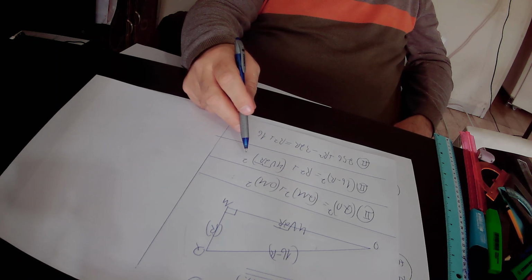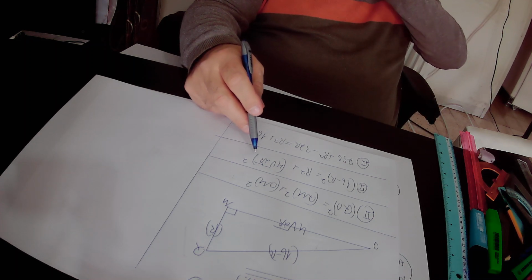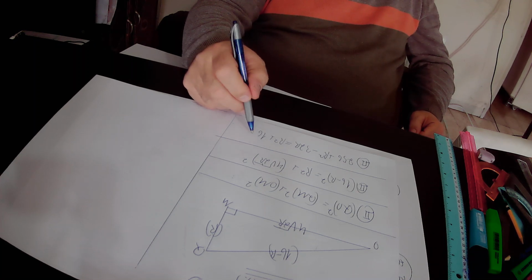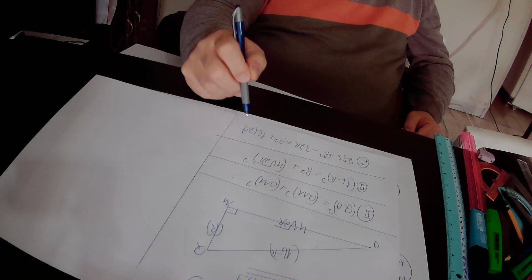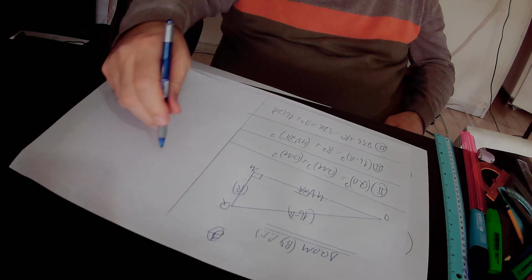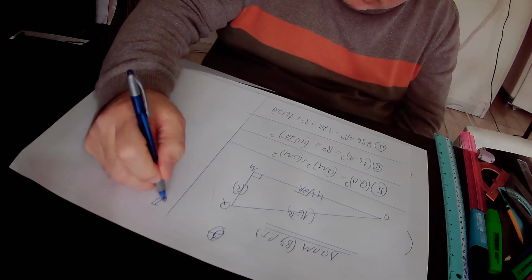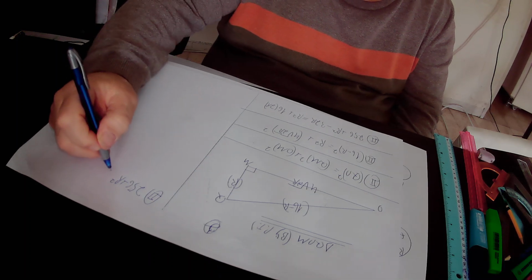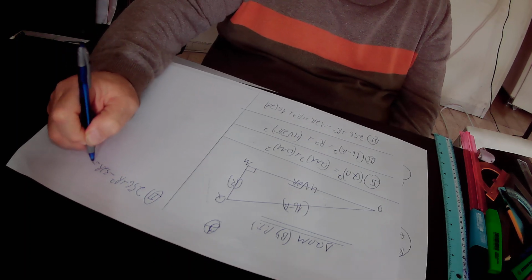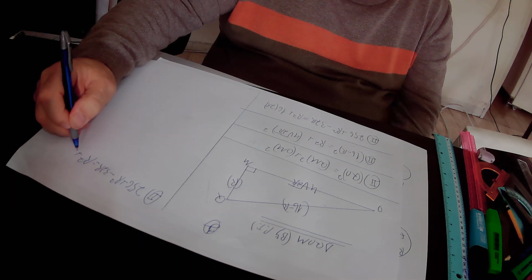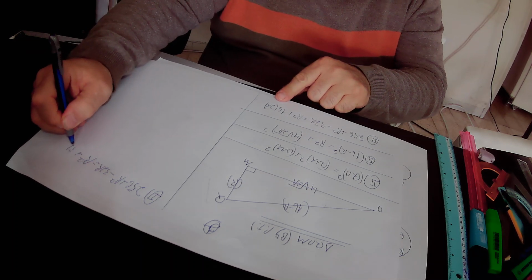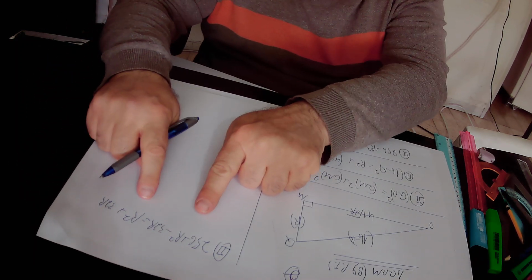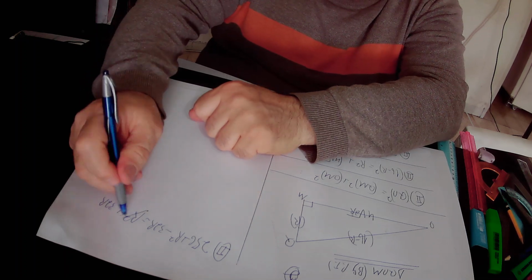And here the root will be cancelled by the power, and we are left only with 2R. So according to equation 2, we found that 256 plus R squared minus 32R equals R squared plus 16 times 2R, which is 32R. So here we have R squared on both sides of this equation, so R squared will get cancelled.